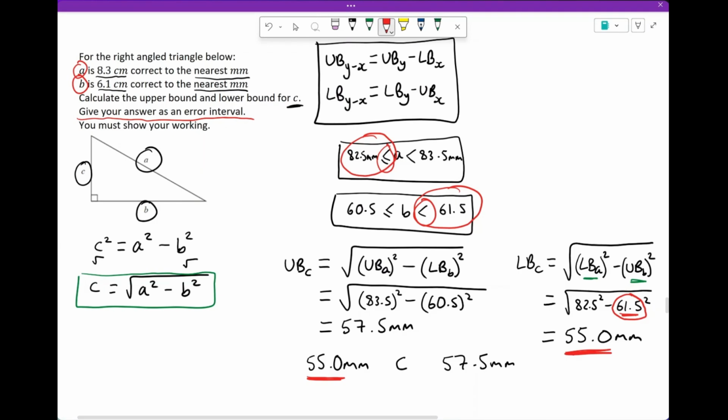Therefore, my inequality symbol on my lower bound for C is not going to be a same as, which is a bit different to what we're used to. It's simply just going to be a greater than pointing to the C like that.